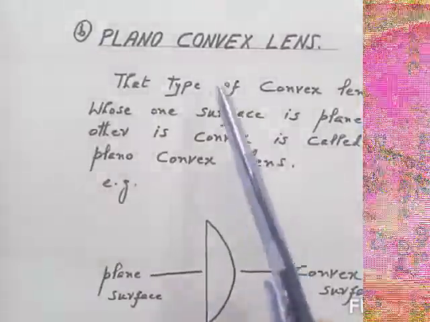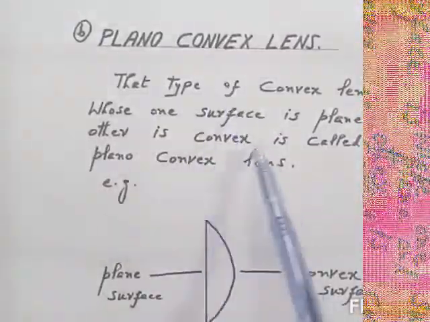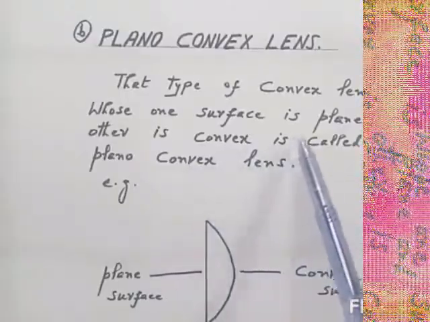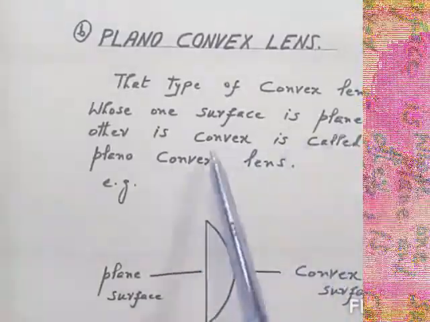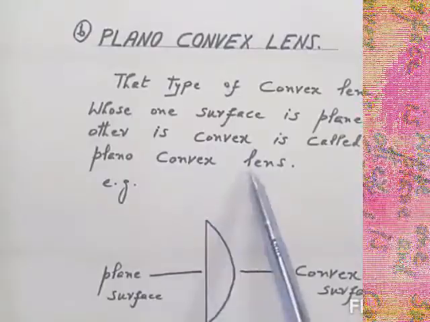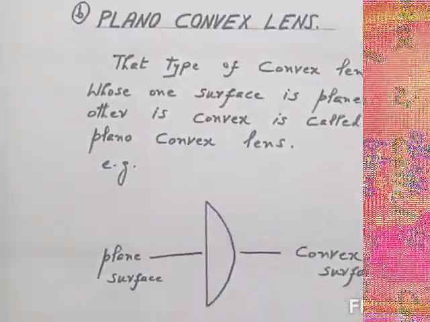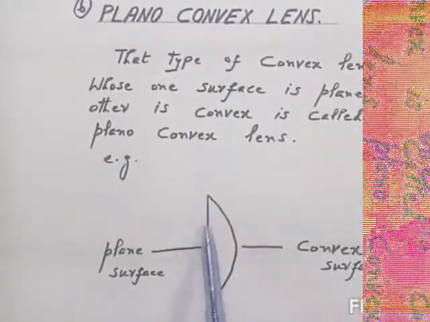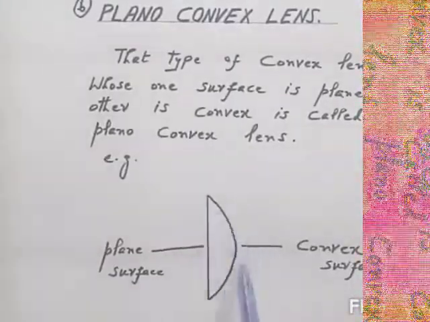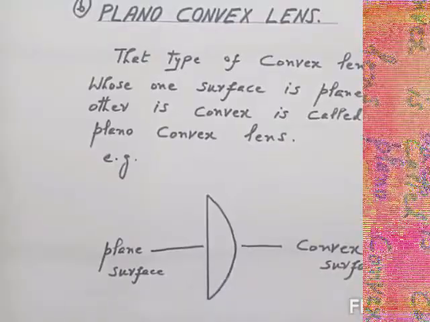Next is the plano-convex lens. That type of convex lens whose one surface is plane and the other surface is convex is called a plano-convex lens. So here is a diagram of the plano-convex lens. This one surface is plane and the other is a convex surface. So it is a plano-convex lens.